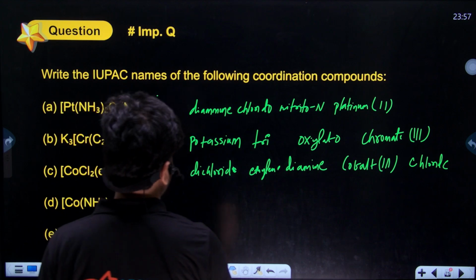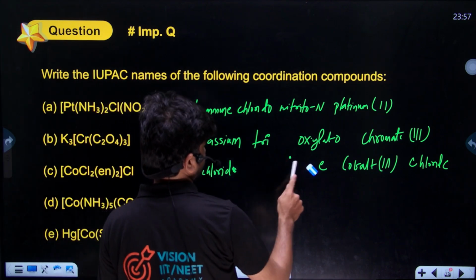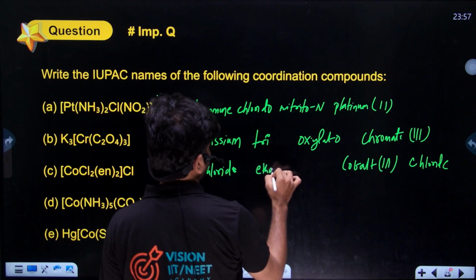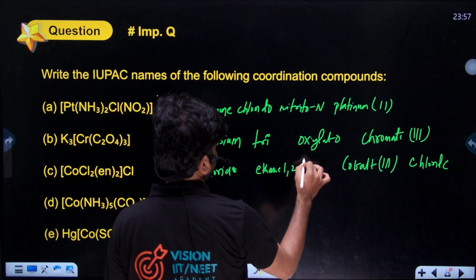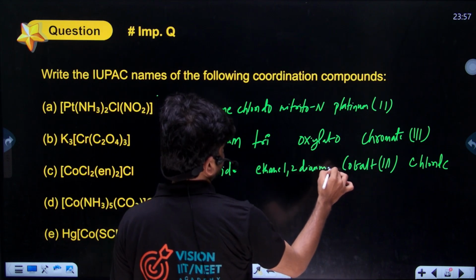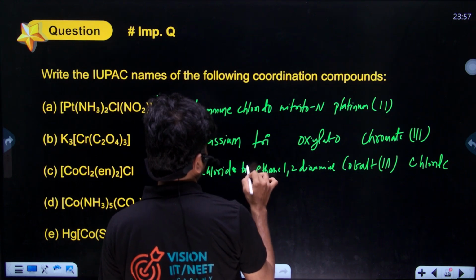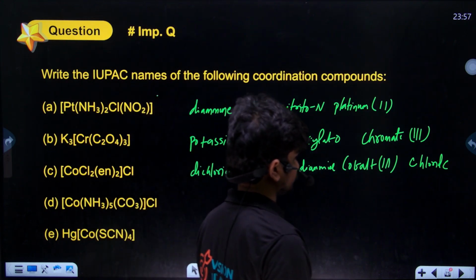Oh, sorry, I didn't see the name of this. You have ethane 1,2-diamine. You have bis for this. Okay.